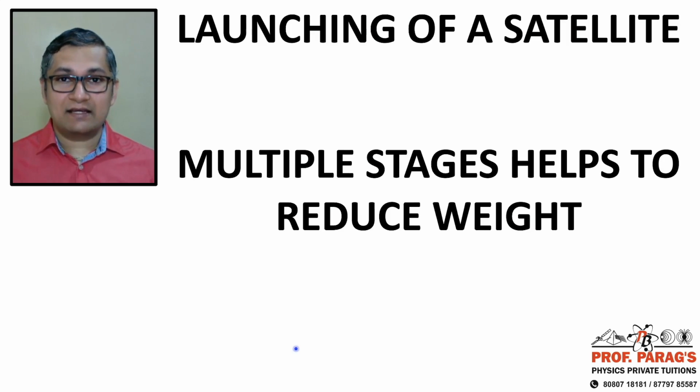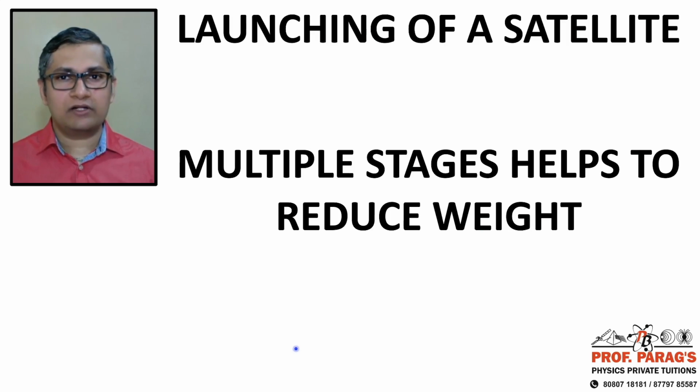So what we can understand is there are multiple stages to every satellite. Slowly, as it rises up in the sky, initially it may seem to be going up vertically, right? It will tilt slowly. The different stages will keep falling off to reduce the weight, and then ultimately the satellite will catch its orbit. It will just join that orbit.